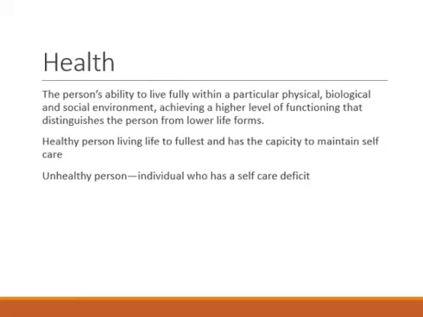Next with this model, health is going to be the other big component. In this model, health is defined as the person's ability to live fully within a particular physical, biological, and social environment, achieving a higher level of functioning that distinguishes the person from lower life forms. So, quality of life is an extremely important element in this model of nursing. A person who is healthy, living life to the fullest, and has the capacity to continue that life through self care is really what we're trying to achieve.